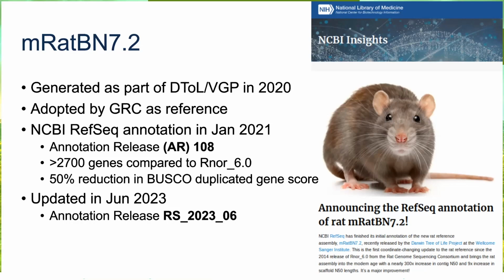The RefSeq group annotated this genome first in early 2021 using the NCBI Eukaryotic Genome Annotation Pipeline, EGAP for short. This annotation was a big improvement over the previous annotation release that was on RNO 6.0. In that, over 2,700 genes were added, and we realized a 50% reduction in the BUSCO duplicated gene score. I'll come back to this in a minute. RefSeq curators, in collaboration with RGD, have done extensive curation after this initial release. And just a few months ago, an updated annotation, RS 2023-06, was released.